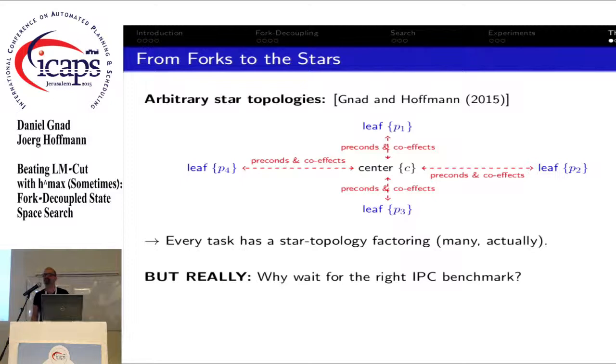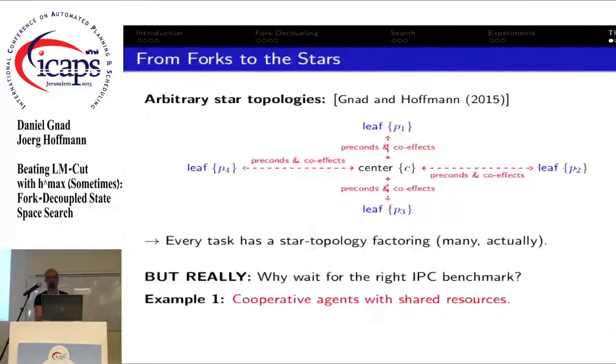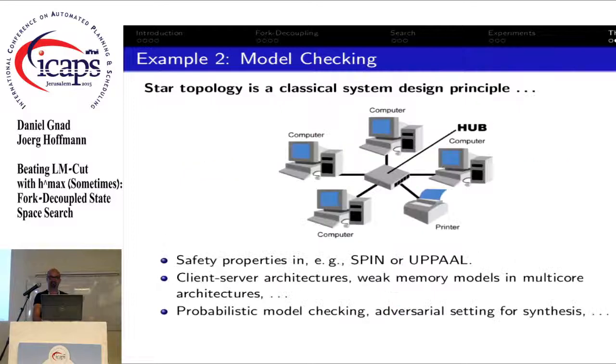Really, my main point here is, we can count the IPC benchmarks, but is it really meaningful? Somebody creates a benchmark. If my technique works, I'm lucky. If not, I'm not. For this particular technique, at least, it's much more meaningful to look at applications that naturally have a star topology. One example being cooperative agents with shared resources. Another example being model checking. You might have heard of client-server architectures at some point, right?